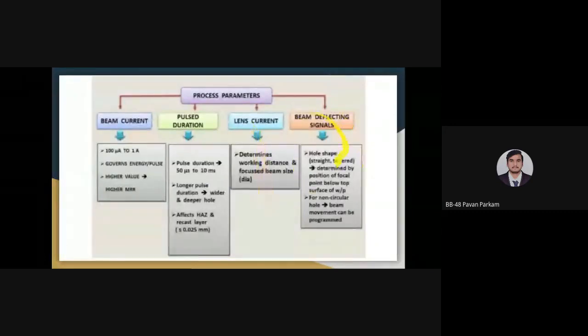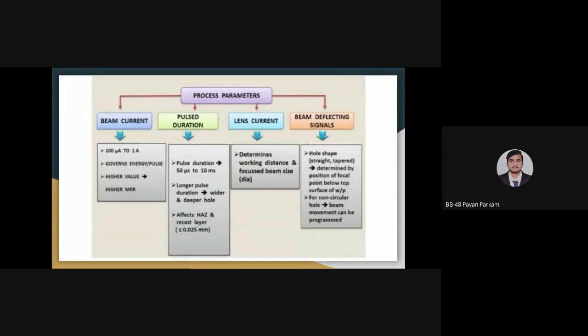Now the last one, the beam deflecting signals. It affects the hole shape, whether the hole is straight or tapered. It is determined by the position of the focal point below the top surface of the workpiece. So whether the hole will be straight or tapered depends on the focal point of your beam.